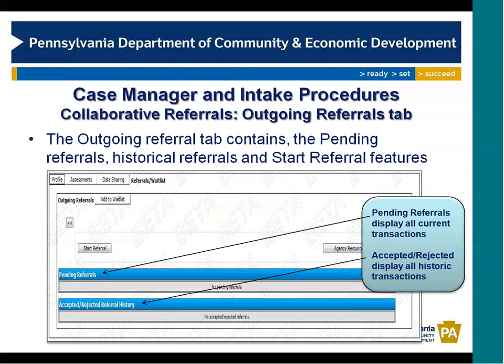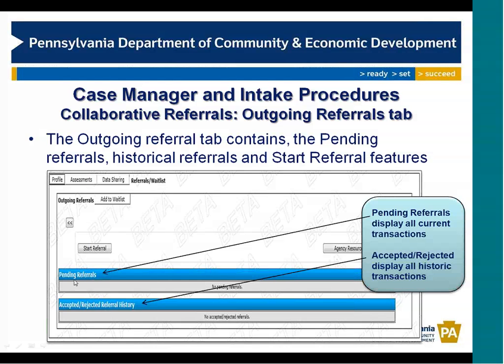Now, once you go into the outgoing referral tab, it's basically broken up into 3 basic sections. There's the Start Referral button, which starts the referral process, and most of the class is going to be on that process. There's Pending Referrals, as well as what we call historical transactions.